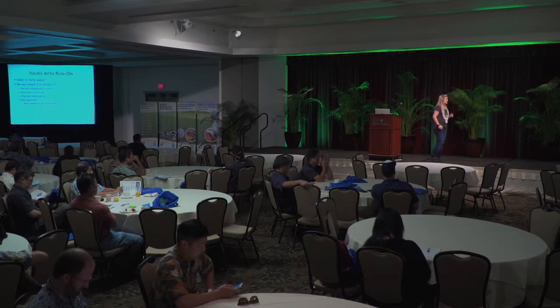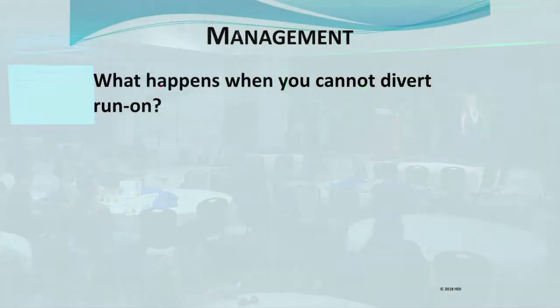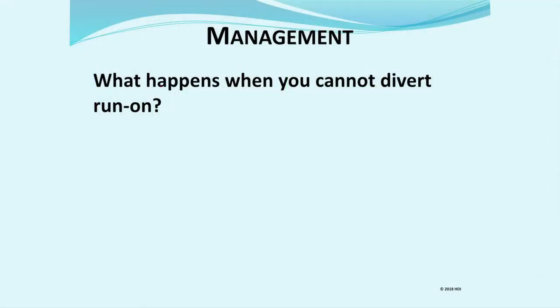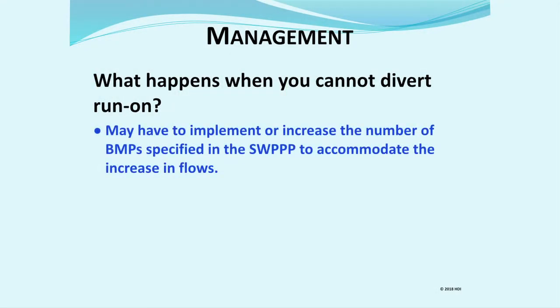So if you can't divert it, you're going to have to manage it. So what normally happens, you're going to have to implement or increase the amount of BMPs specified in the SWPPP to accommodate the increase in flows. All right, so maybe it means that you have to have additional silt fence barriers. Maybe it means you actually have to create sediment traps where you weren't looking at having a sediment trap before.